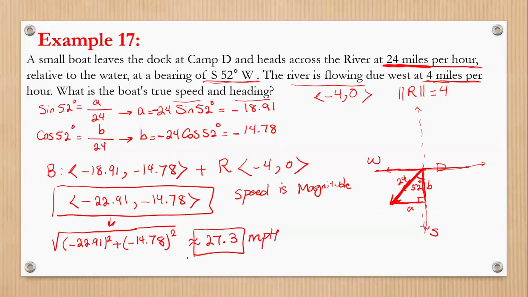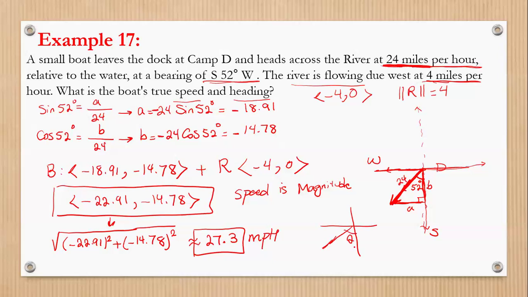Now I also need to find the heading of the boat. That means the direction. When it says what's the boat's true speed and heading, that means what's the boat's true magnitude and direction. How do we find the direction, the true angle now? Because this 52-degree angle was the angle for just the boat. But now, based on the speed of the river, we may have a change in the direction of the boat. So we need to find that angle now. How do we find this angle?